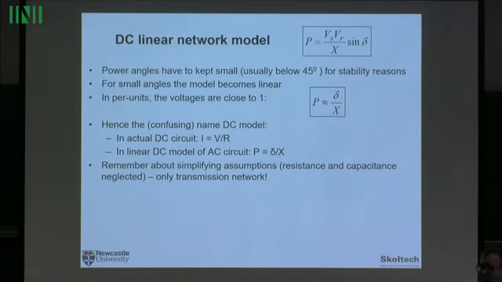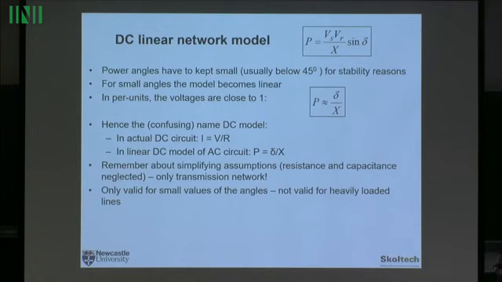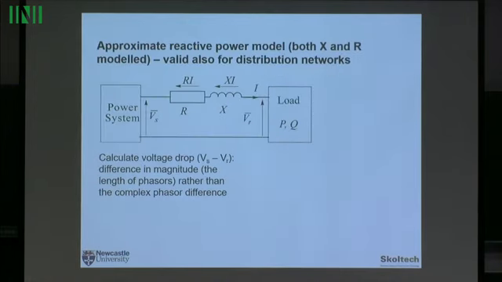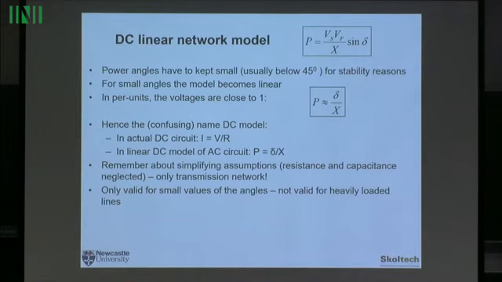But remember the strong simplifying assumptions. First of all, resistance and capacitance are neglected. But secondly, it's only for small values of the angles. So if you use the linear model, you cannot model anything approaching instability because the angles will be high. The linear model is stable in any range of angles, while if you go to big angles, you may lose stability if the angle goes anywhere near 90 degrees. Usually they're below 45 degrees. But because it's linear, people love it because you have all the simplifying assumptions. So this is the DC linear network model. Questions?